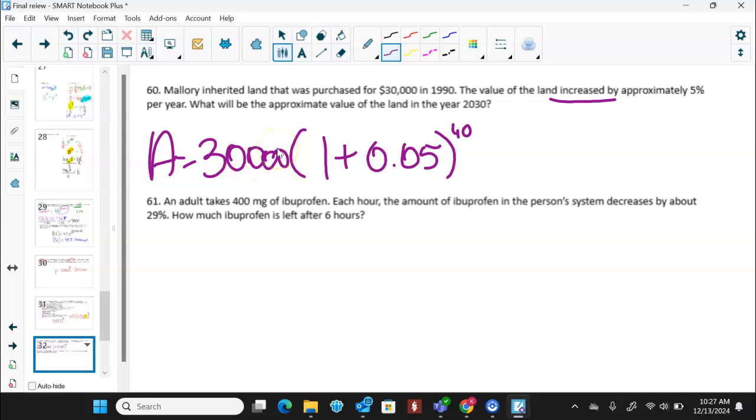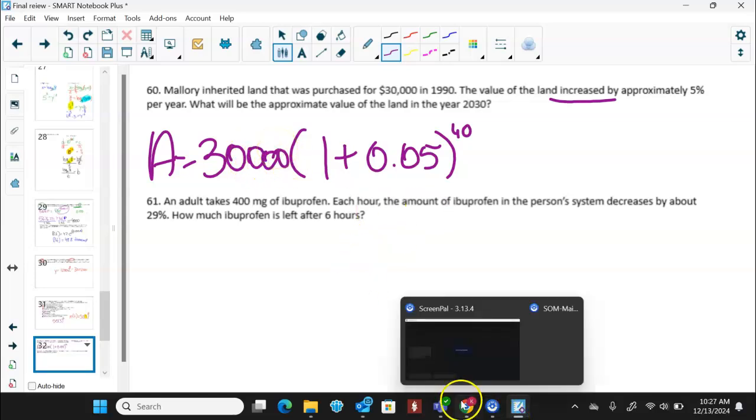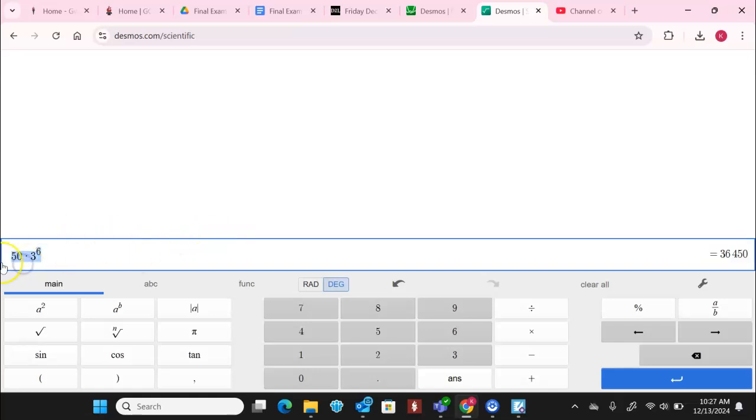Okay, you will put all of this into a calculator. So it would be 30,000 times 1 plus the rate, 0.05, and then raised to the 40. Okay? And you would get the amount of $211,199.66.